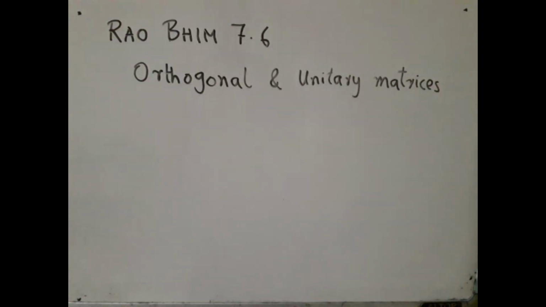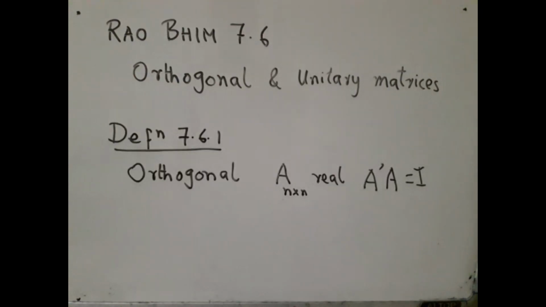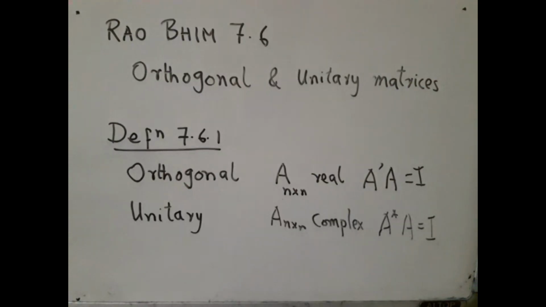7.6 Orthogonal and Unitary Matrices. Definition 7.6.1: we call a matrix orthogonal if it is square, it's a real matrix, and A transpose A is equal to I. And it is called unitary if it's square, has complex entries, and A star A is equal to I. You must understand that a real matrix is also a complex matrix, and A star means its transpose and complex conjugate. That is equal to I.